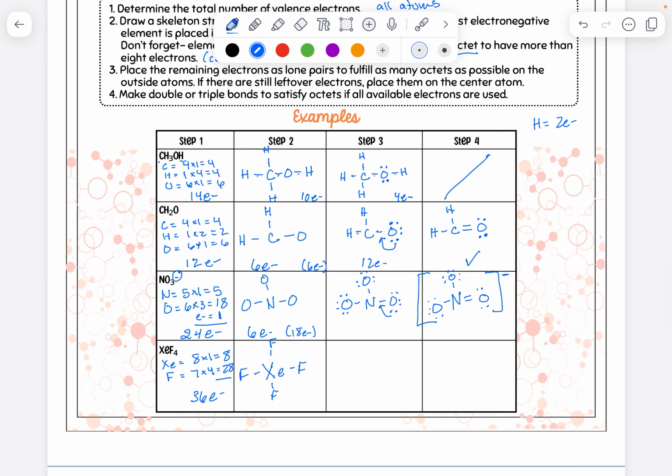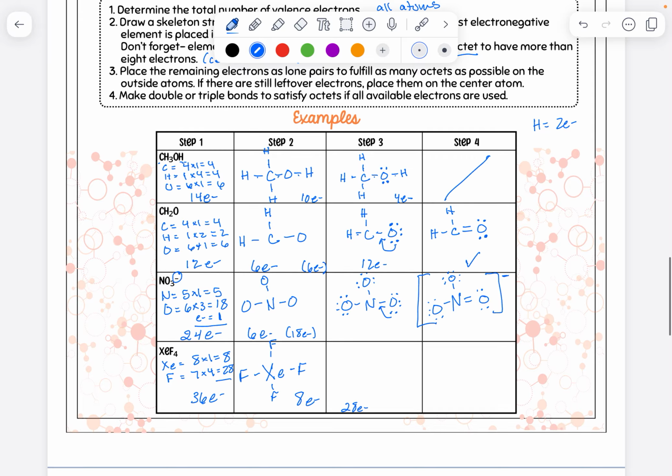So now I'm going to count. I've used 2, 4, 6, 8. I've used 8 electrons just with my skeleton structure. And that means I have 28 electrons left. 28 electrons remaining, that I need to add.